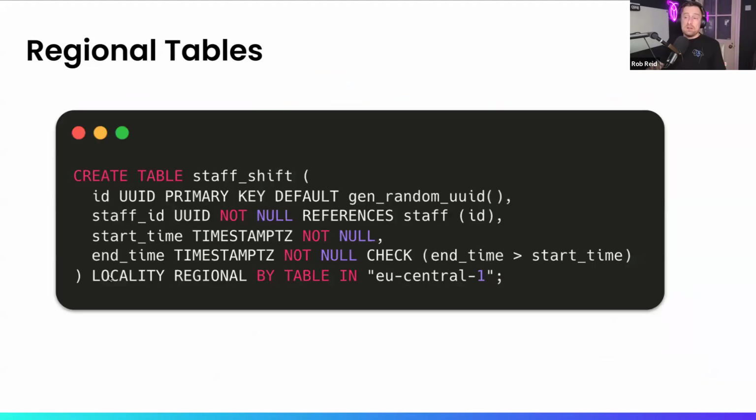Now that's achieved by doing something like this. You can apply locality regional by table. If you don't provide a region, it will choose the primary region, which is again an optional configuration for your multi-region clusters, or you can provide a region. You can hard code a region in there as well.